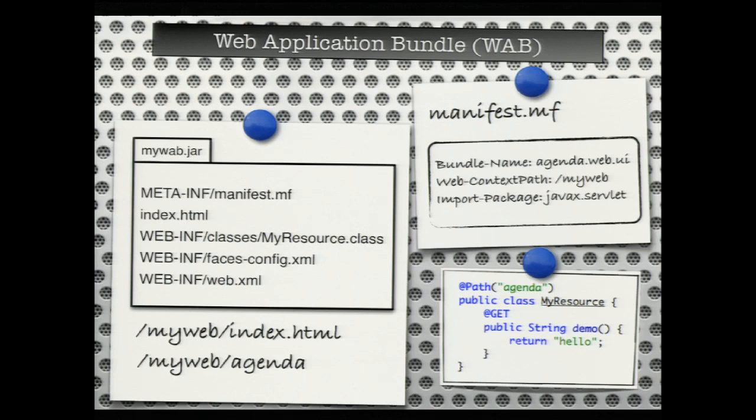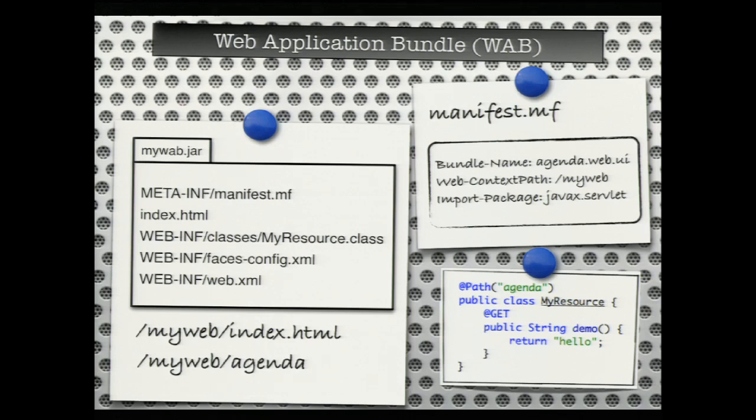I package this in a JAR file or a WAR file. Extension doesn't really matter. And the only thing special about this WAR file is that there's one more file, which is the manifest.mf, which is my OSGi manifest file. And in there I say, well, this bundle has a name, and it has some import packages. And besides that, there's one new construct there, which is the web context path. And this is the context path where this JAX-RS servlet will be listening. So in the end, I can request this using the URL /myweb/agenda. And that will be my JAX-RS resource.